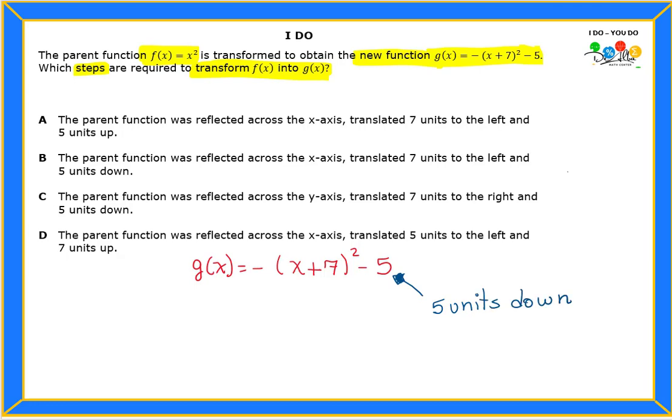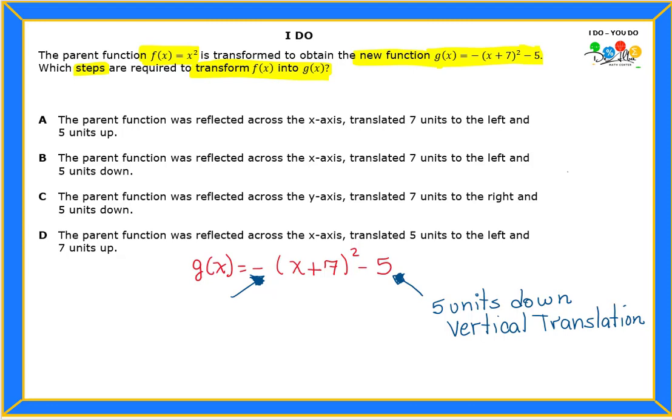and we call that a vertical translation. Let me write it down over here. Okay, now what I want to check next is this negative sign outside. That's another one that is really easy.